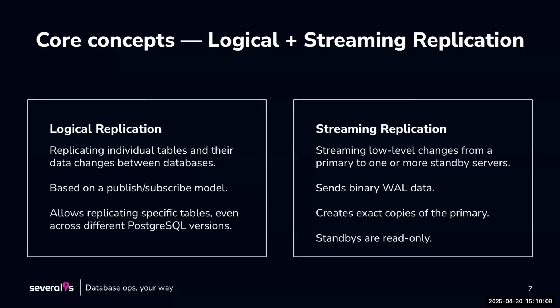Streaming replication is different because it copies or replicates the entire database by streaming low-level changes from a primary node to one or more standby nodes. It uses binary write-ahead log files. It creates exact copies of the primary. It's a physical replication, and here you can't choose what to replicate. It will replicate everything. In this replication type, the standby node is read-only unless you promote it to primary, but the standby node is always read-only.